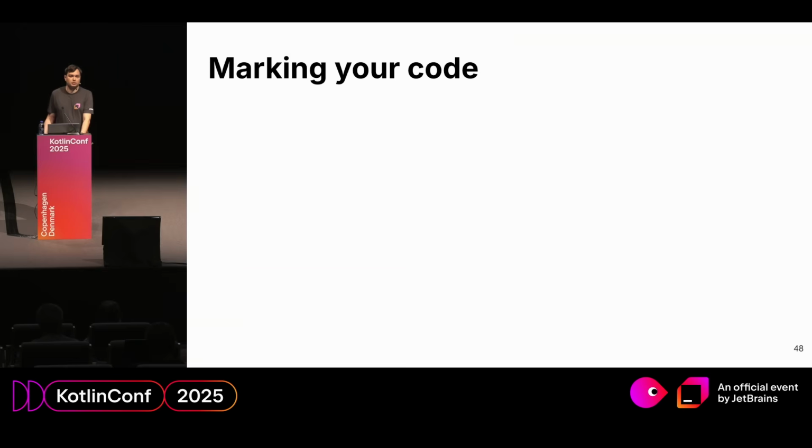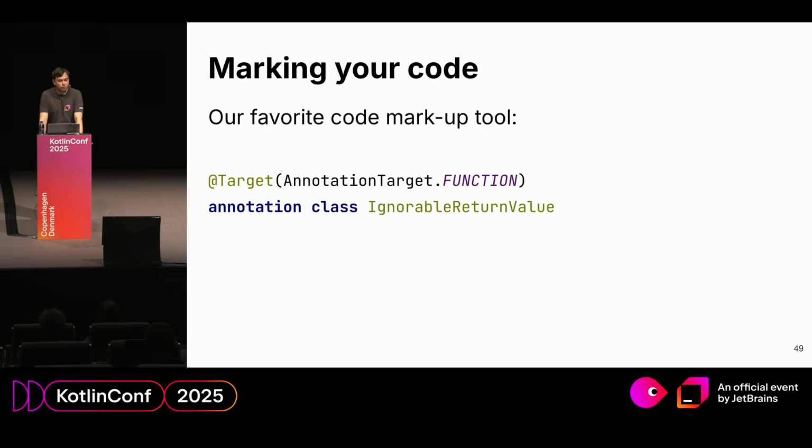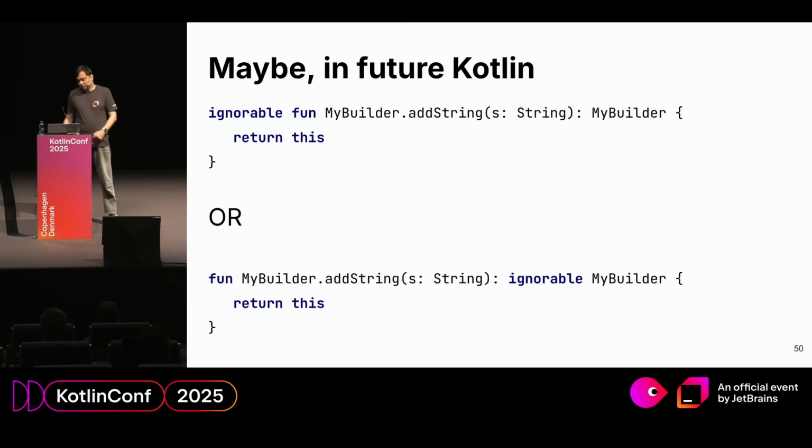I was talking about how StringBuilder append is marked as an ignorable function, because we know that its result is not very useful. So how can we do so? Well, we have our favorite code markup tool, and it is, of course, annotations. So we will add a new annotation to the Kotlin standard library called IgnorableReturnValue, which you can use to mark your builders or other functions that you think shouldn't always be checked. Maybe in future Kotlin it can become a keyword, but since I'm not in the language evolution team, that decision is not on me.